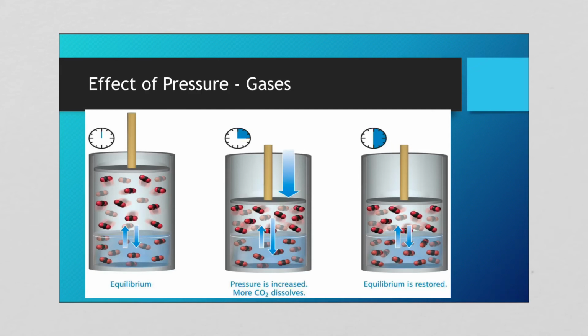Now, but what if you increase the pressure? So you take some sort of piston here and you lower it down. This would be the same thing as pumping in more gas, right? When we pressurize a carbonated beverage container, we make the pressure higher here, right? We take the same amount of gas, much smaller volume, higher pressure.